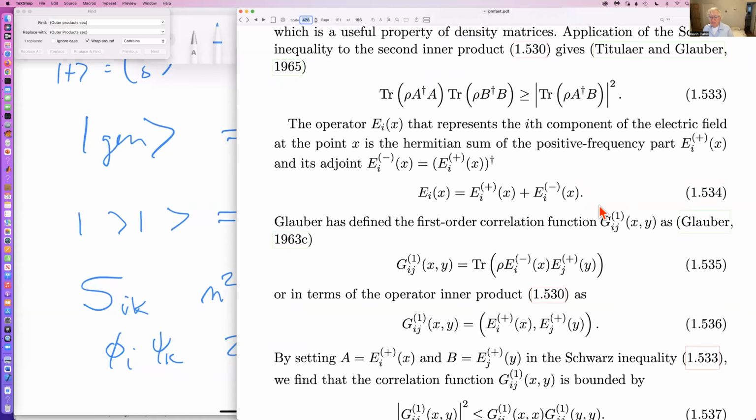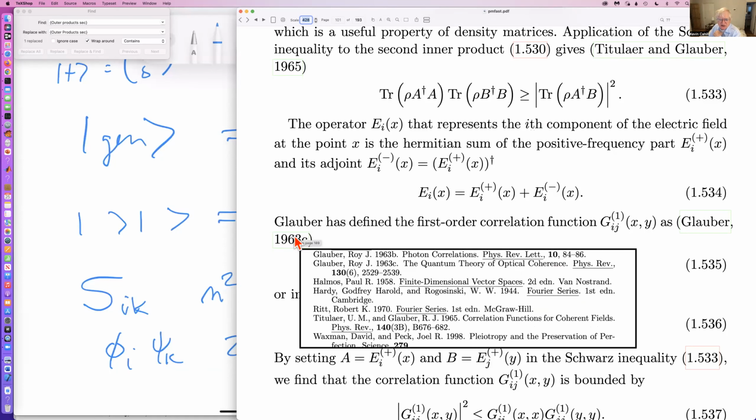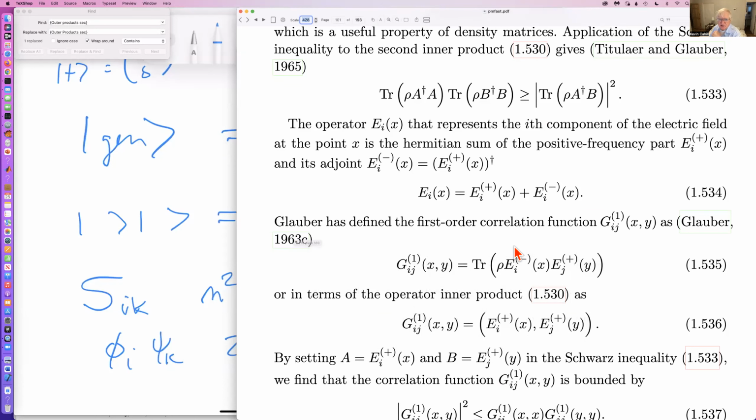So those are powerful inequalities, and Glauber and Titulaire use them to get some results based on the correlation functions that Glauber introduced in 1963. This is the work for which he won the Nobel Prize, by the way, these 1963 papers.